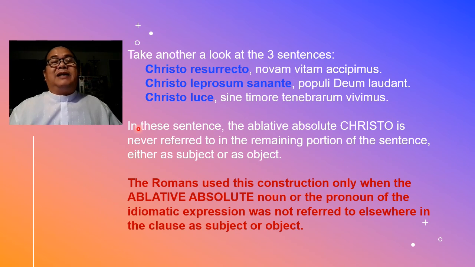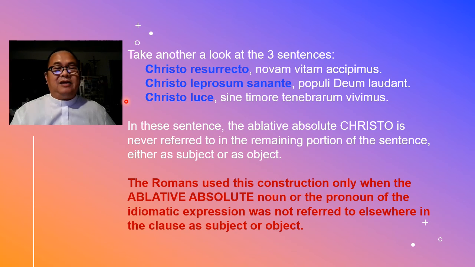So, in these examples, you will notice that Christ is never mentioned or used again in the other parts of the sentence. So, that is the ablative absolute idiomatic expression. A uniquely Latin expression. No exact equivalent in English. So we just need to practice it, especially in translating. Analyzing, of course, and then translating. So that's all for participles. We have now completed 4 sessions on participles.